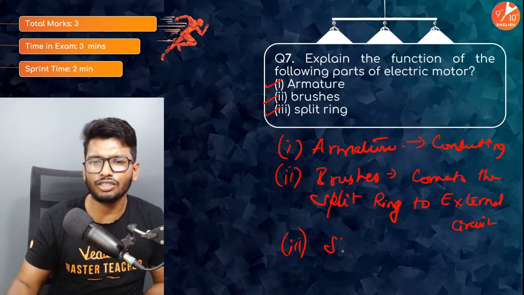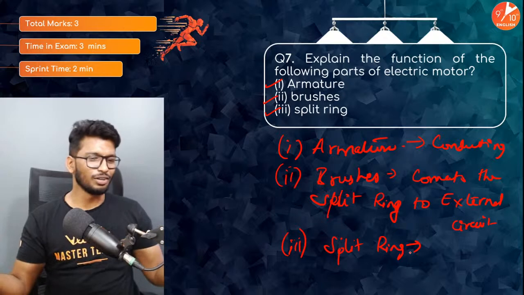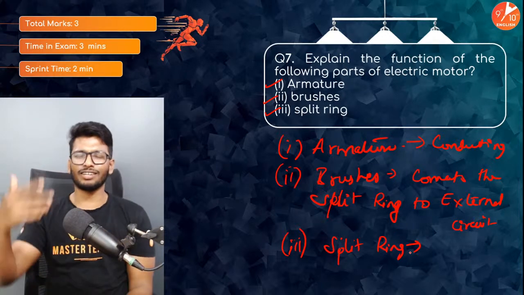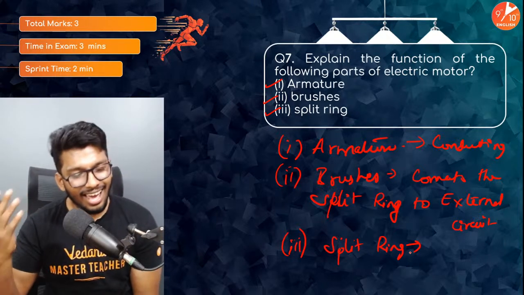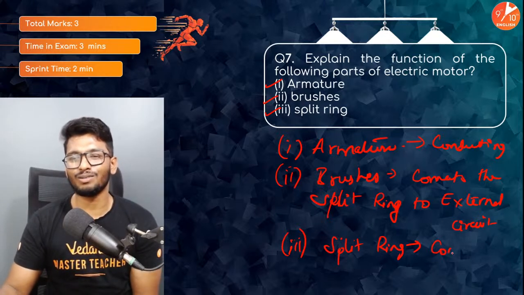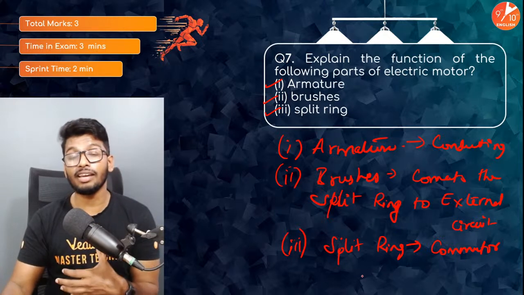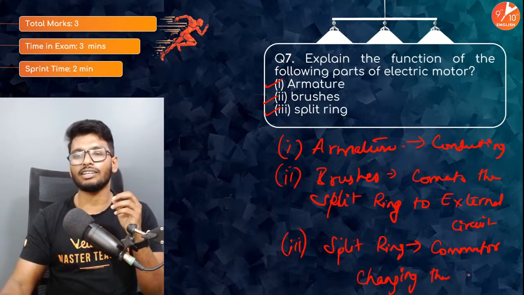What is the function of your split rings? Why do you have split rings in DC motors? What is the reason for that? Like, is there any particular reason, or because there's nothing else to fill up the gap, they just put it? What is the reason for it? Exactly, guys, exactly. Split ring is also known as the commutator because it is actually helping in changing the direction of current.